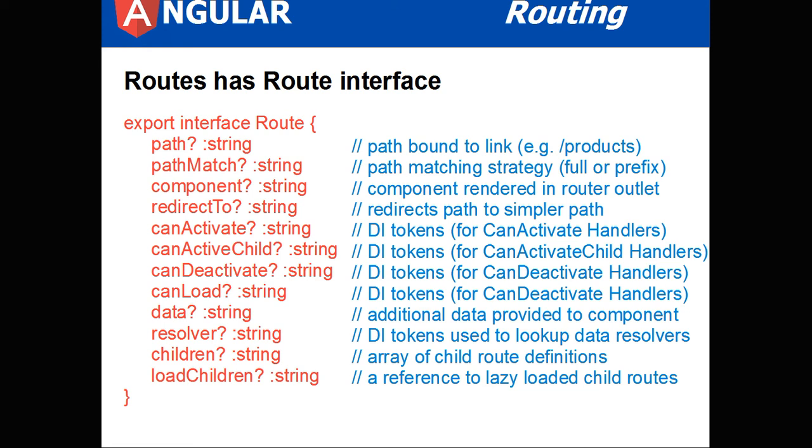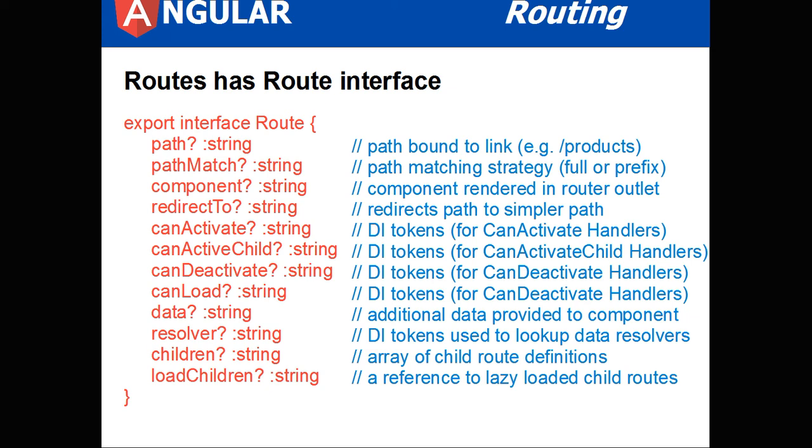You have a redirect to, which redirects a path to a simpler path. And then you have can activate child, can deactivate, etc. Some of these things determine, when you click on the router link, whether you can actually activate that link and render the component, or whether you deactivate and move away, deactivating that router link, whether you can move away from that view. And we're going to show some examples of that.